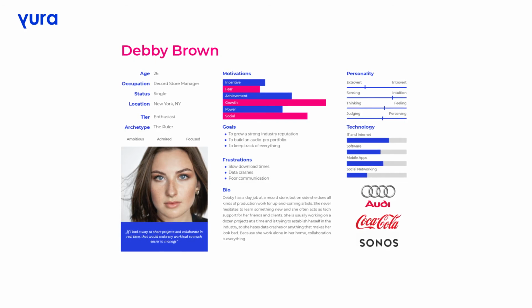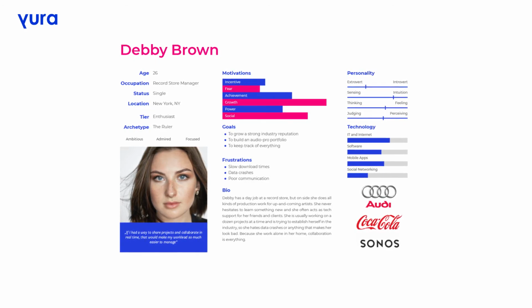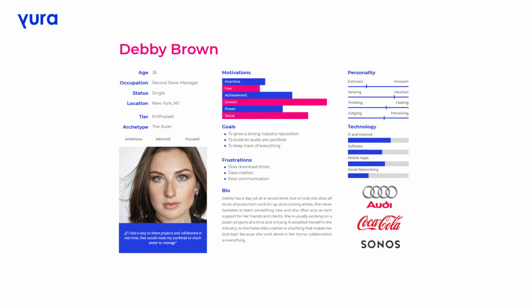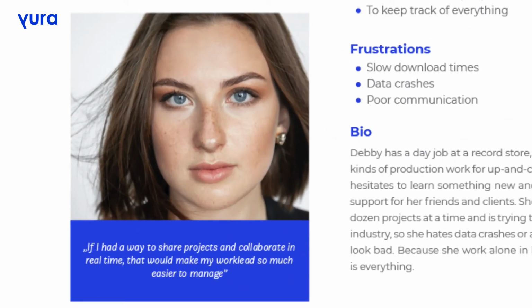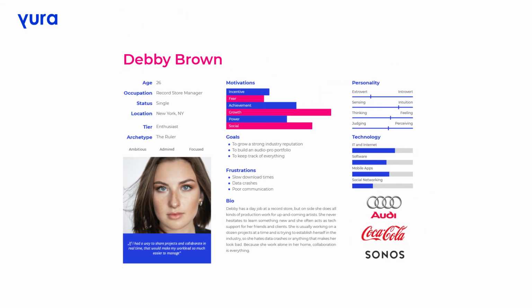And then below that picture, we also add some sort of quote or a concept statement. She says, if I had a way to share projects and collaborate in real time, that would make my workload so much easier to manage. Usually we use this quote to say something about her personal frustration or the way that she operates and looks at the product or a service. And if you do this, that would really help you to establish a strong buyer persona.